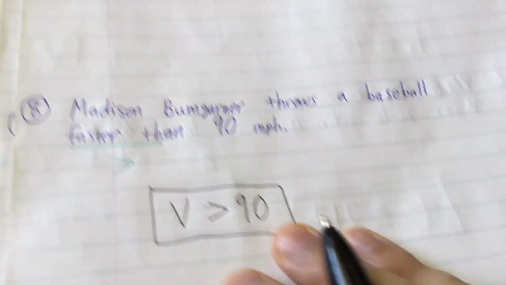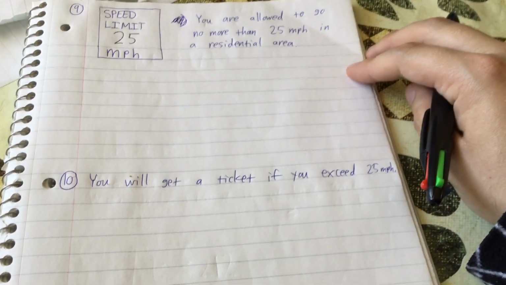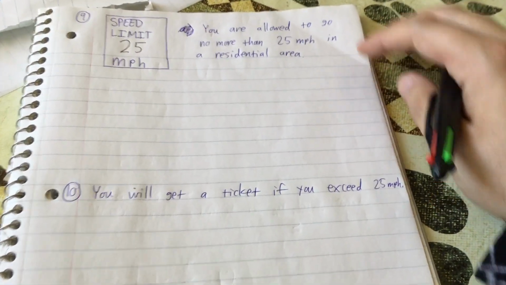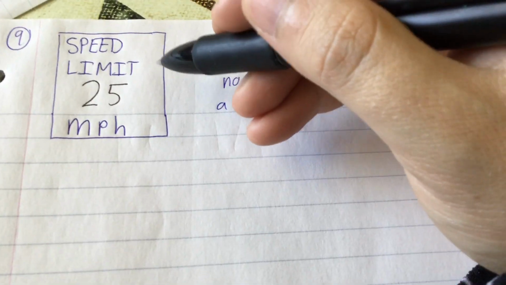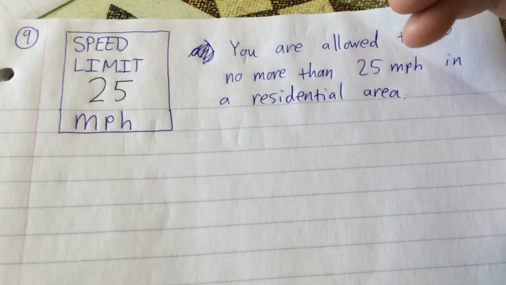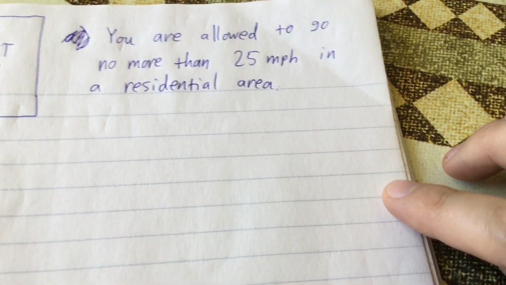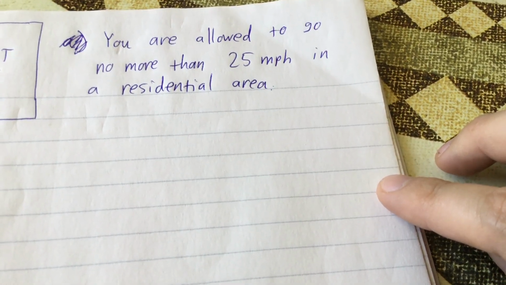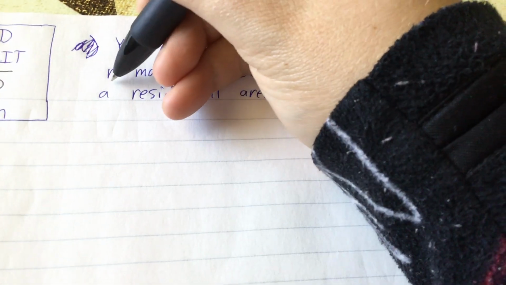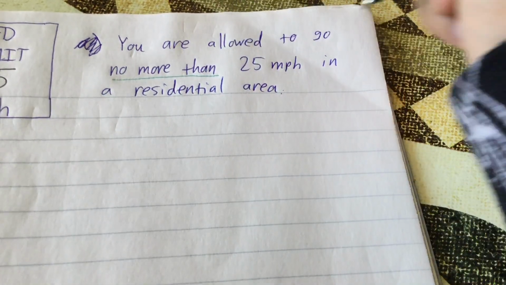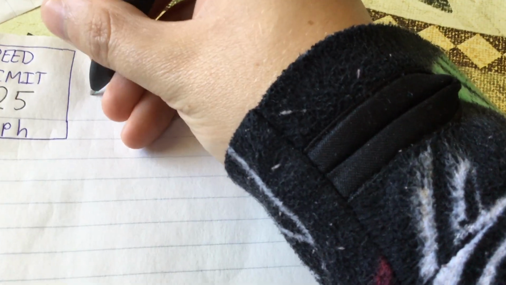Two more, and then we'll call it a day. I gave this example, the speed limit, in two separate contexts. If you see this sign on the road, speed limit 25 miles per hour, in other words, you are allowed to go no more than 25 miles per hour in a residential area. Go back to your table. What does no more than mean? It means less than or equal to.